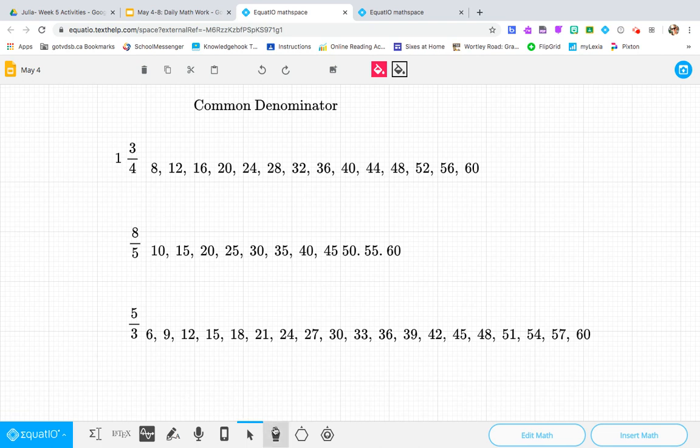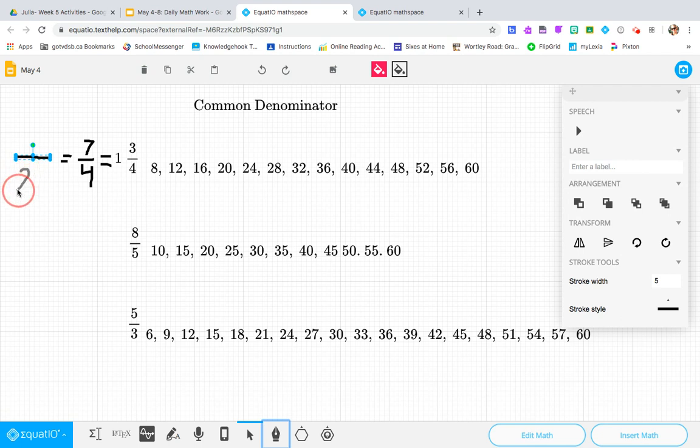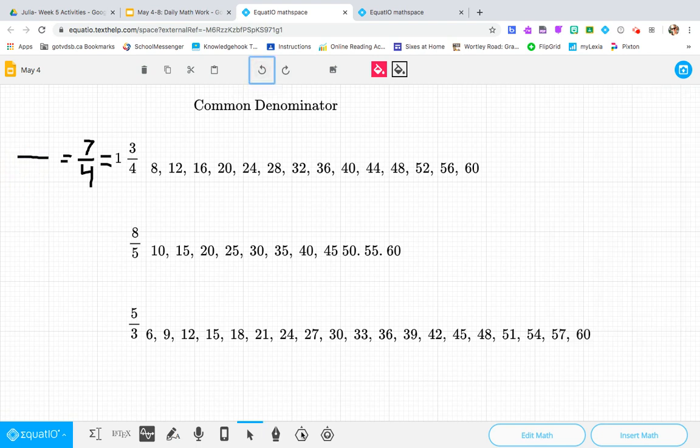Now, for the top one there, I put it on top to remind us all that to start with, we need to first turn them all into mixed numbers or improper fractions. And because two of them are improper fractions, I'm going to turn this one into an improper fraction as well. So 1 is the same as 4/4, and I have 3 more fourths here. So we'll start off by changing that to 4/4 plus 3/4, which is 7/4.